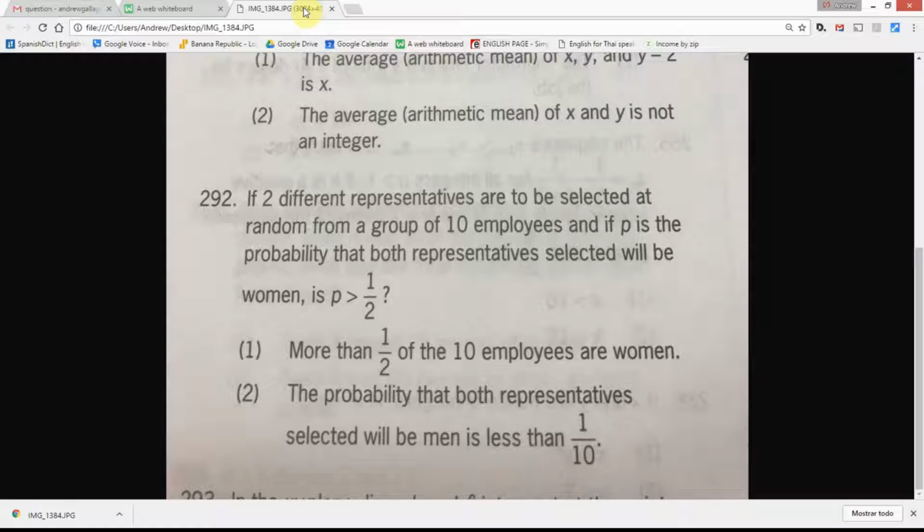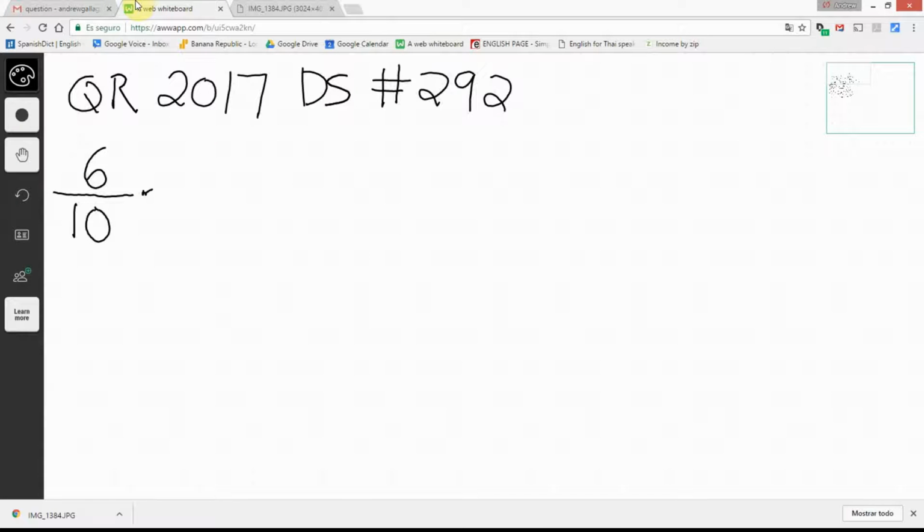So statement 1 mentions more than half. So more than half of 10 starts at 6. So if there were 6 women out of 10 people, the first person you chose, you'd have a probability of 6 out of 10 of getting a woman. And then you would have a probability of 5 out of 9. Now this would be 30 out of 90, which is 1/3. That is clearly less than 1/2. So with 6 women, the probability of getting both women is only 1/3.